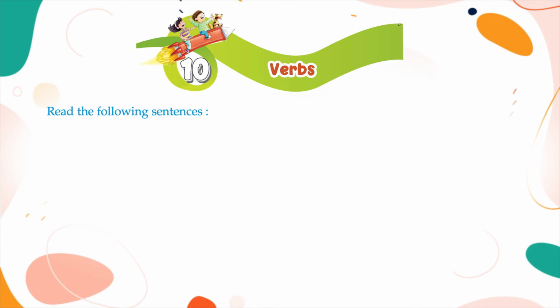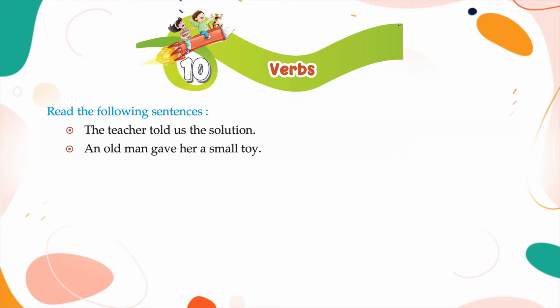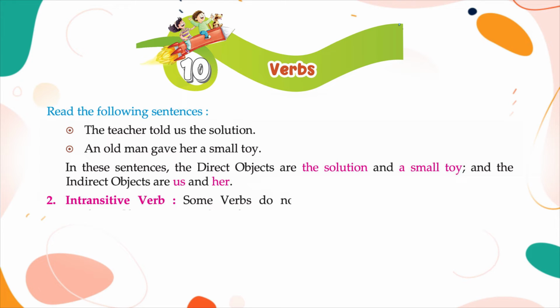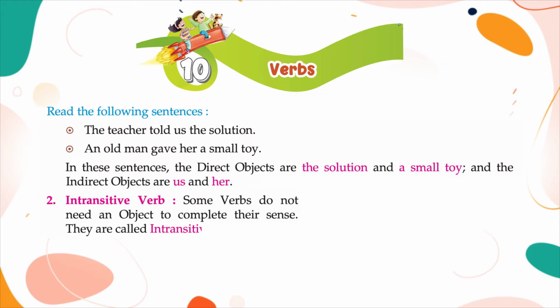Read the following sentences. The teacher told us the solution. An old man gave her a small toy. In these sentences, the direct objects are the solution and a small toy, and the indirect objects are us and her. Intransitive verb. Some verbs do not need an object to complete their sense. They are called intransitive verbs.